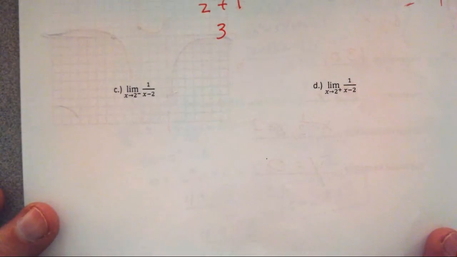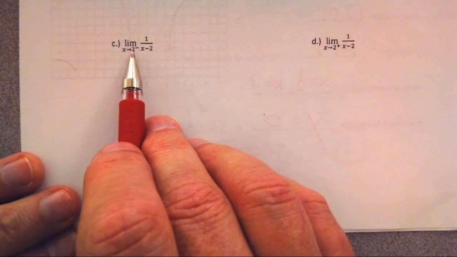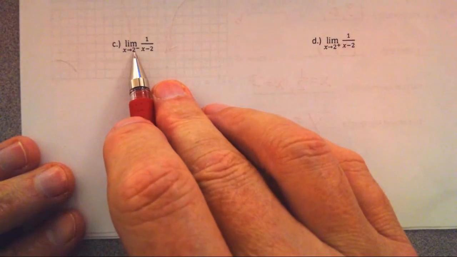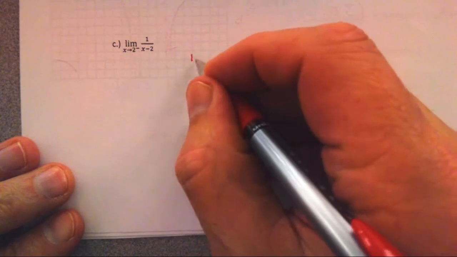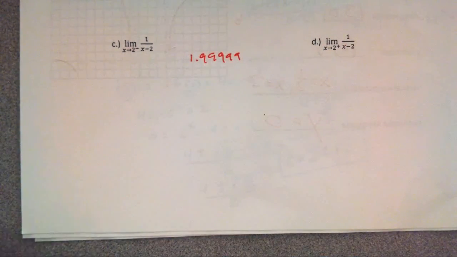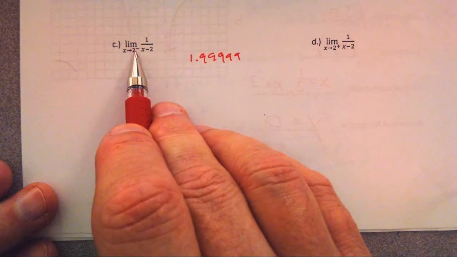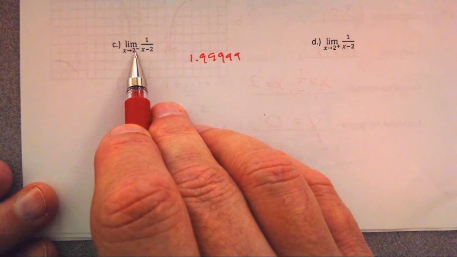Okay. Limit as x approaches 2 from the left. Here's where people get hung up. They think about the entire graph. What does the graph look like? And you know what I really care about here? I really care about what this graph looks like at 1.99999. Nothing magical about me choosing 5 decimal places here. But you get it? I want to know what's happening when x is really, really close to 2, but just a little bit left of it.